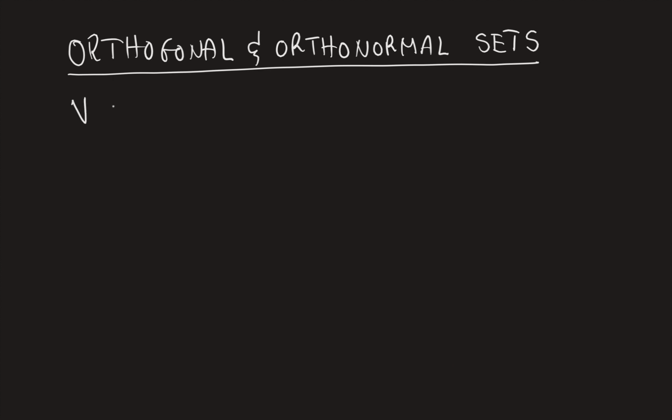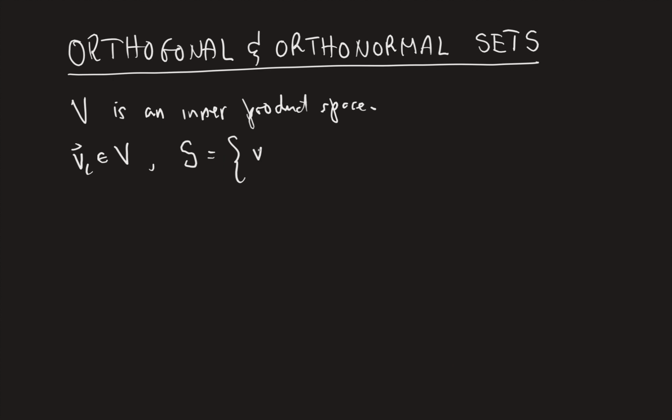So we have V, an inner product space, right? And we know what that means. And then let's say the vi, so these vectors are elements in V. And let's say S is just a set of these, right? So v1, v2, dot, dot, dot, vn.